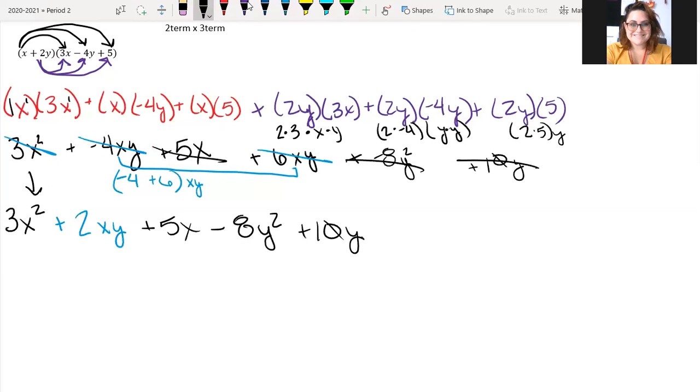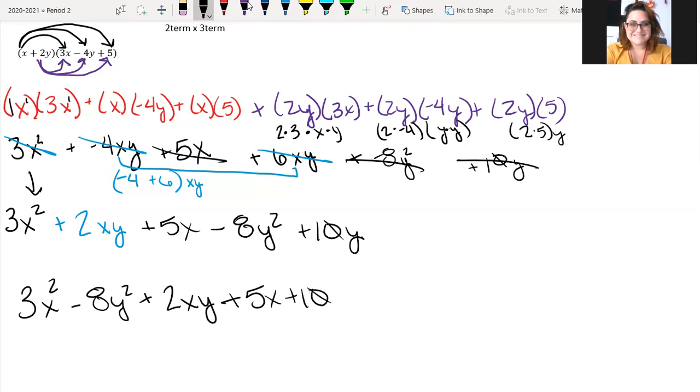So now that I've written them all down, we need to just now put them in sequential order. So we would do 3x squared. Then we would take our y squared, so minus 8y squared. Then we do our xy. And then we'll do our x. And then we'll do our y. Even though technically they are the same equation, one is just slightly more correct than the other. And that is multiplying polynomials.